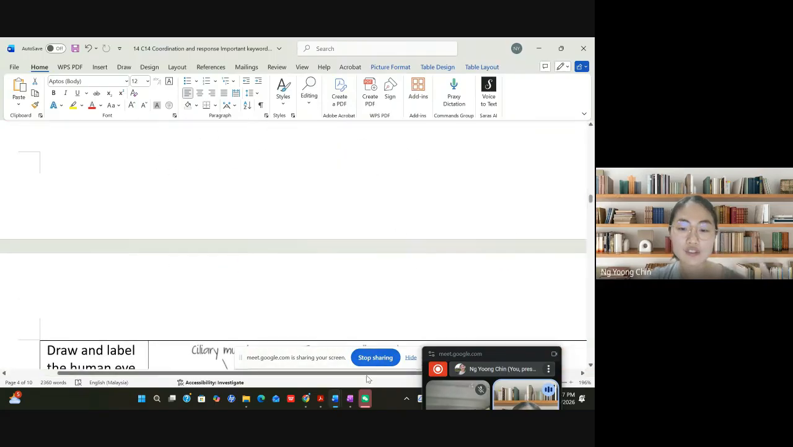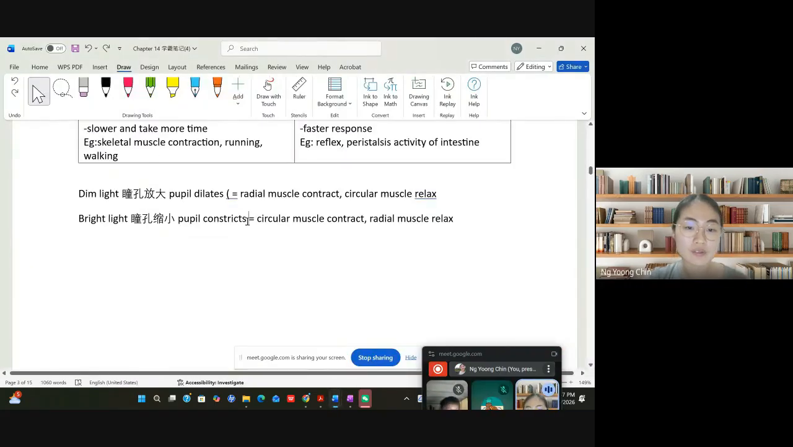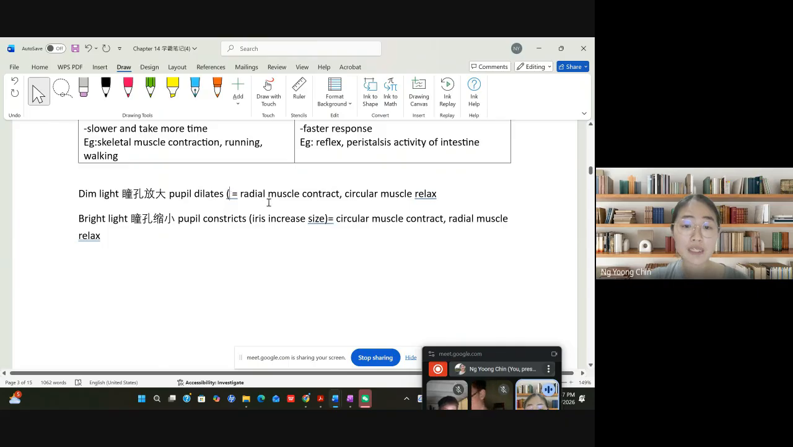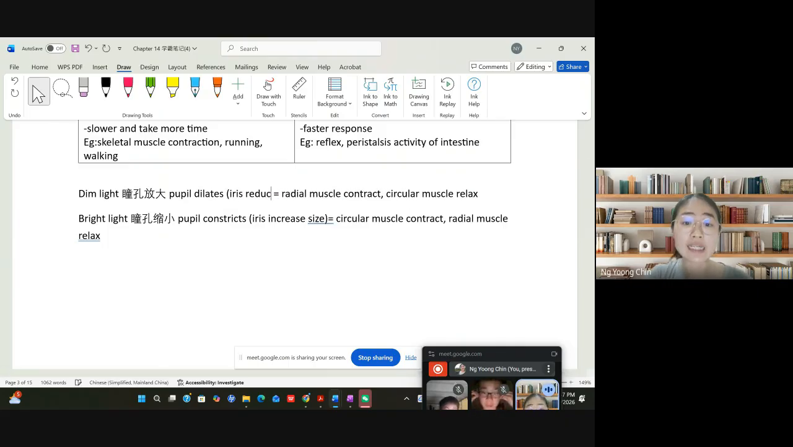So I think I should put this here as well. When the pupil constricts, the iris increases in size. So when the pupil dilates, what will happen to the iris? The iris will reduce in size. Why? Because in dim light, the pupil, the black spot of your eye, will just enlarge. When it enlarges, it causes the surrounding iris to be reduced in size, because the pupil occupies most of the space.